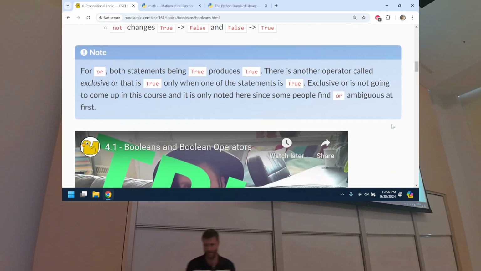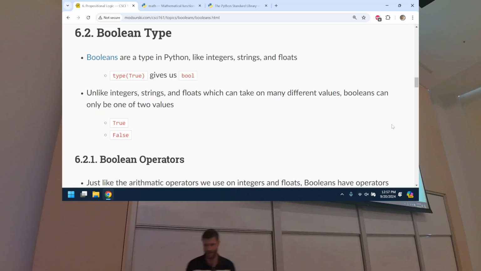So for or, both statements being true produces true. And there's another operator called exclusive or that's true only when one of the statements is true. Exclusive or is not going to come up. We're not going to talk about exclusive or really, but it does exist and it can be handy in some situations. I'm just bringing this up here to eliminate ambiguity because or in the English language can be a little ambiguous about whether it is exclusive or not. And if you were scratching your head about what I was just saying, it doesn't matter. Ignore it.